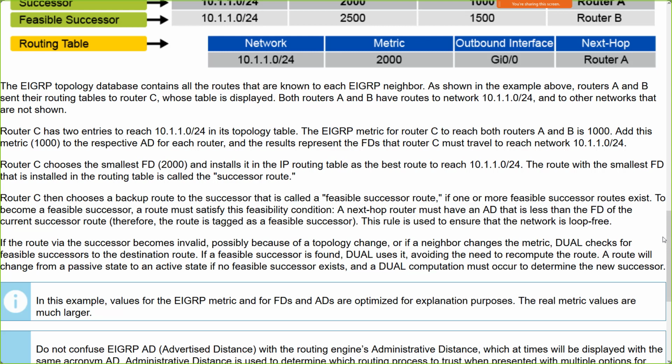So we add the 1,000 to the reported distance that comes from each of the other routers, and that results in the feasible distance of the path. So router C is going to choose the path with the smallest feasible distance, which is 2,000. That's what goes into the routing table. That is our successor. We then choose the backup route, called the feasible successor.